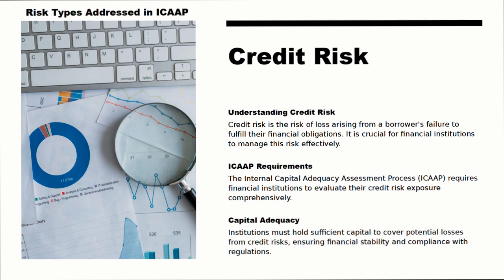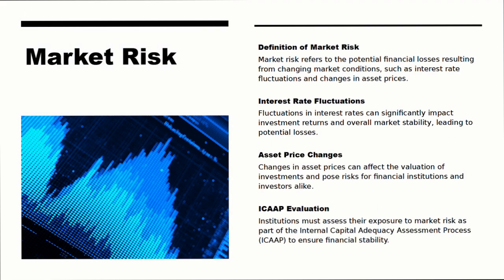Risk types addressed in ICAAP. Credit risk. Understanding credit risk. Credit risk is the risk of loss arising from a borrower's failure to fulfill their financial obligations. It is crucial for financial institutions to manage this risk effectively. ICAAP requirements. The Internal Capital Adequacy Assessment process requires financial institutions to evaluate their credit risk exposure comprehensively. Capital adequacy. Institutions must hold sufficient capital to cover potential losses from credit risks, ensuring financial stability and compliance with regulations.